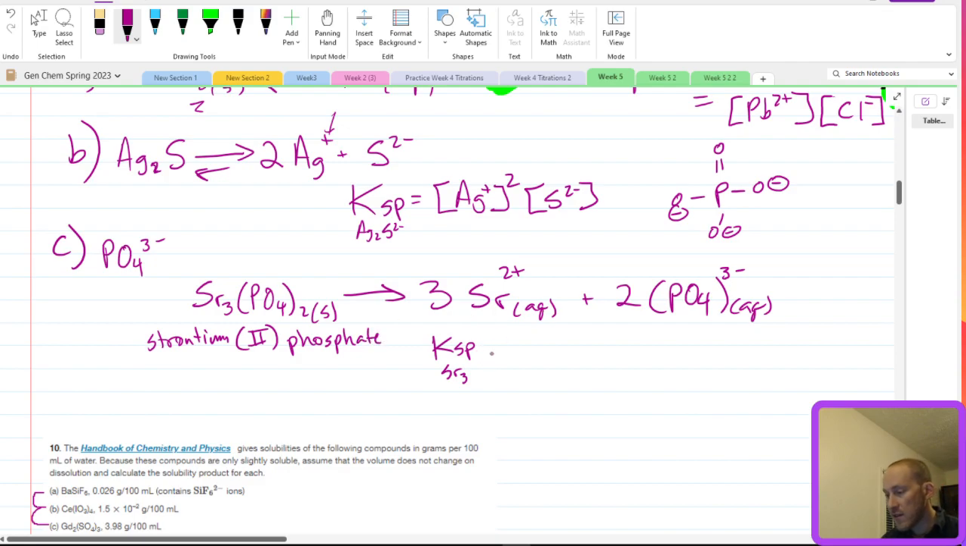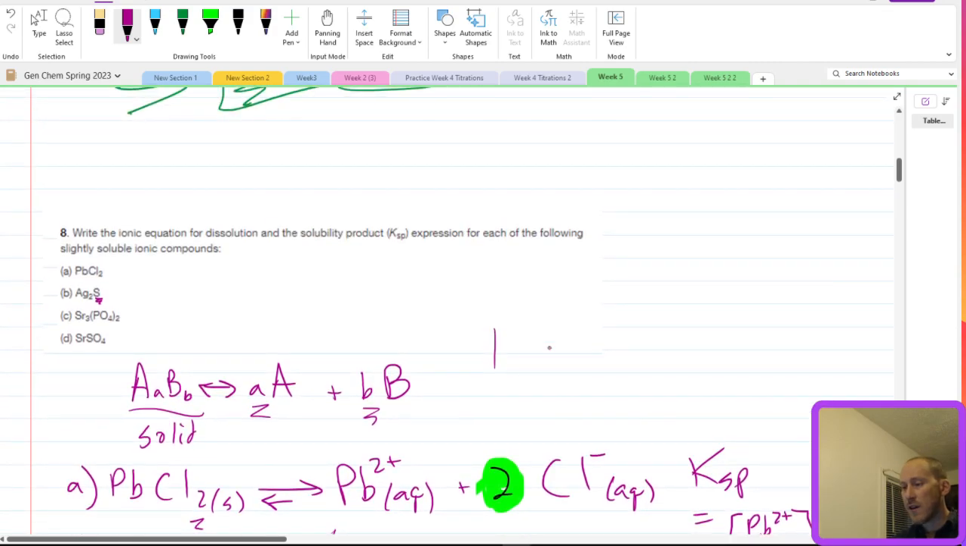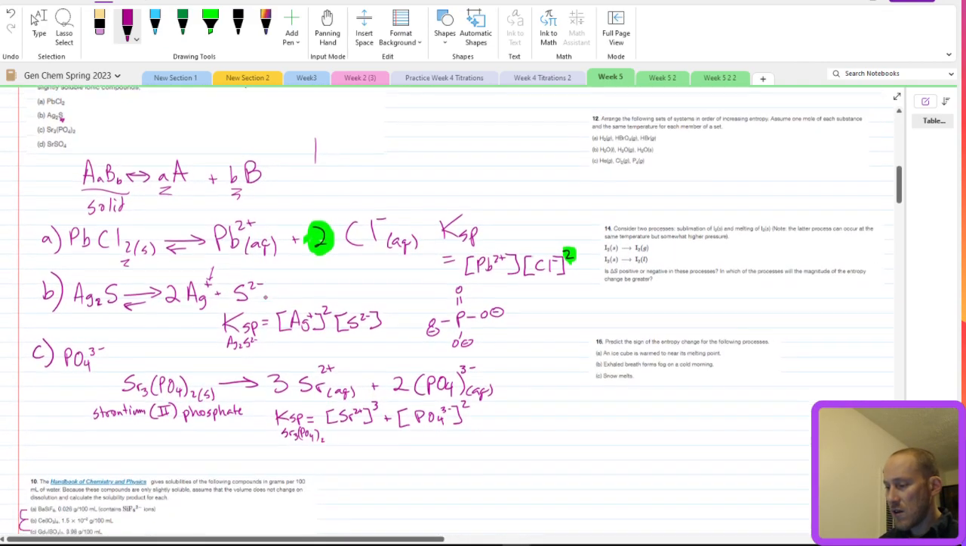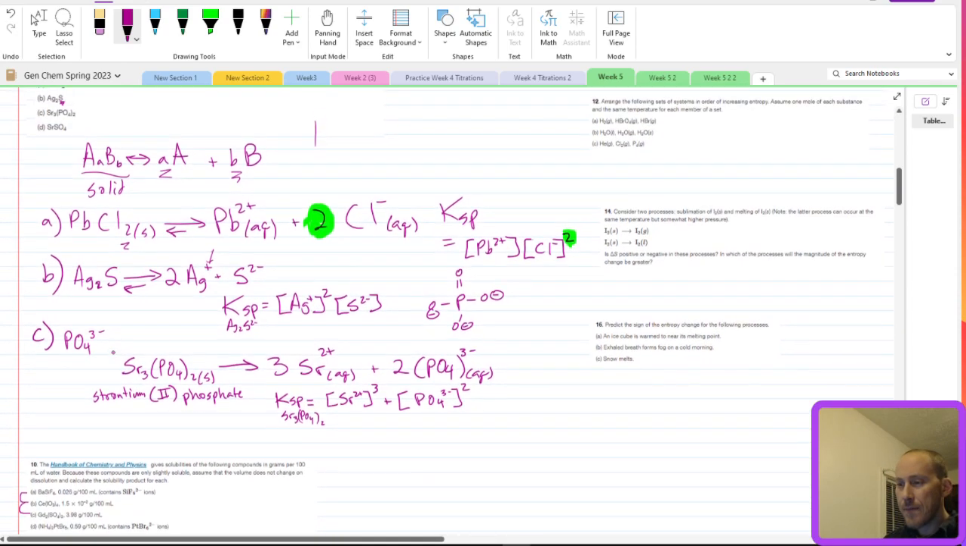So that's the solid, and it dissolves, and the KSP of it dissolving is the concentration of strontium cations cubed times the concentration of phosphate anions squared. So we're not calculating numbers here, right? It says KSP expression. What I'm writing out right now are the KSP expressions, the solubility product expressions. They're the theoretical expression of what it is, right?